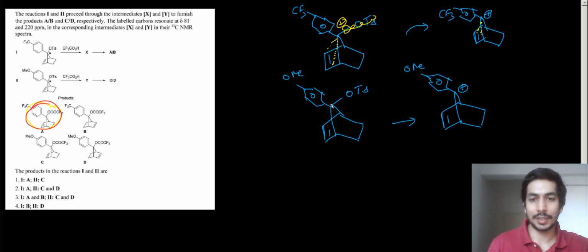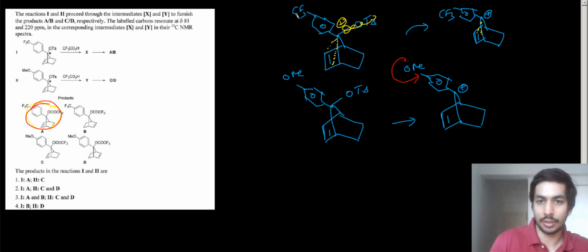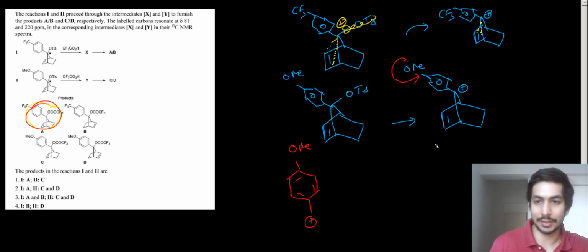Now what happens in the second case? What different thing can happen? Over here, there's competition with the electron donating capability of this OMe group. This OMe group can stabilize the ortho and para positions, right? If I draw a simplistic mechanism, we have OMe, and a positive charge over here, and then we have two methyls like this. This is nothing but this kind of structure.